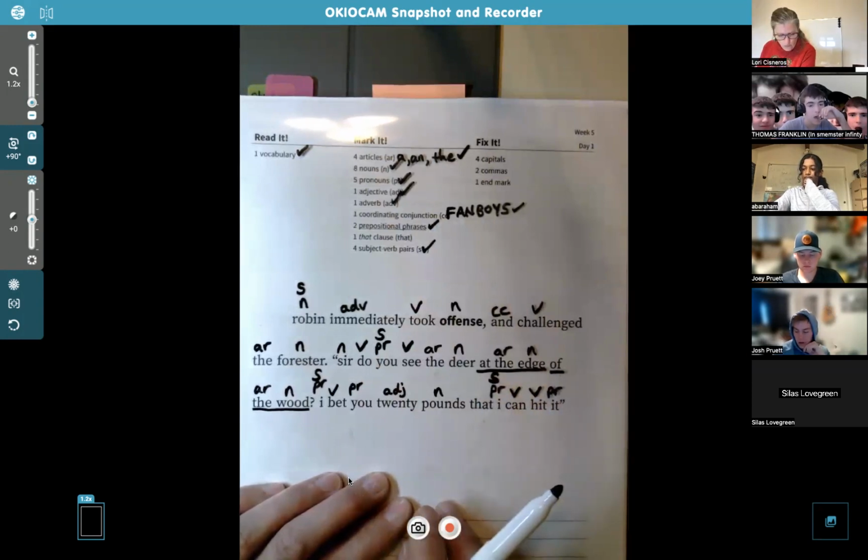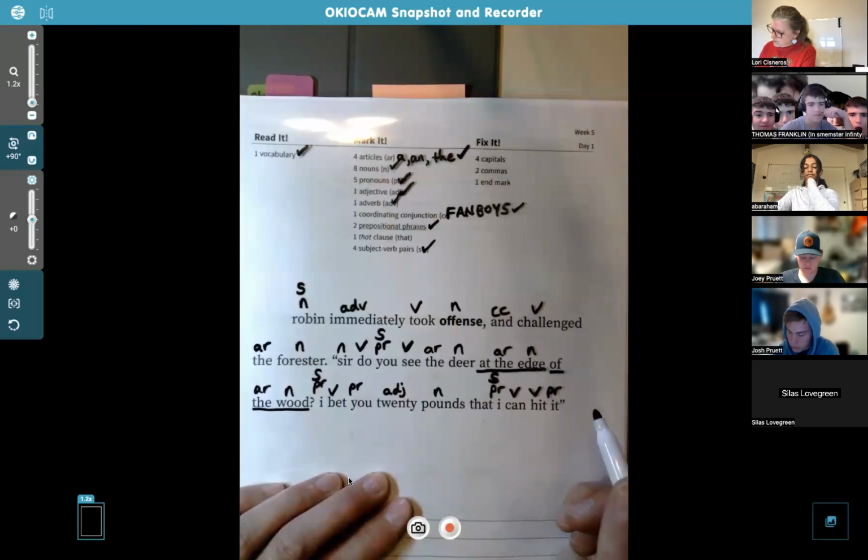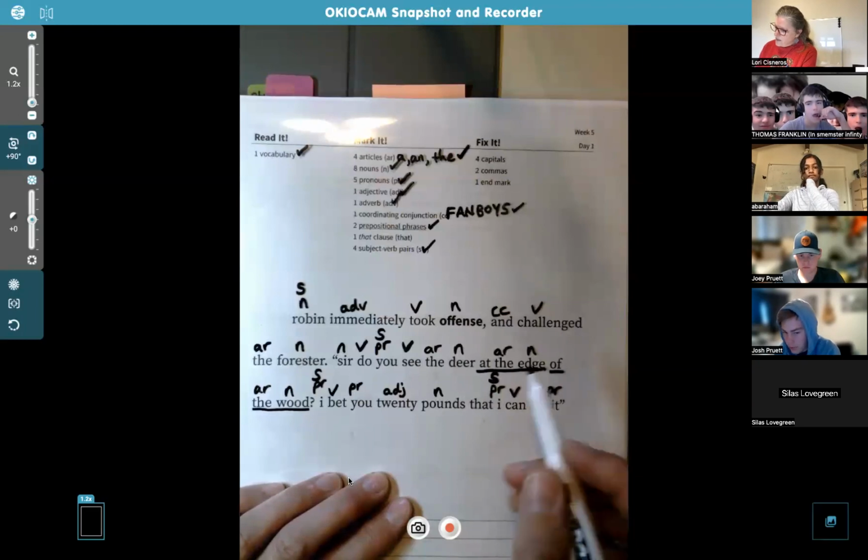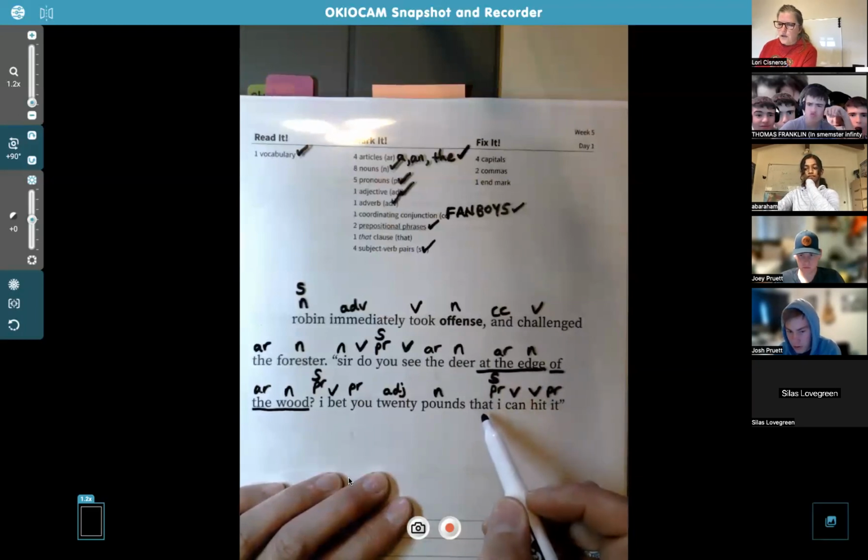And then we do have one that clause. And remember, that one starts with that. So Josh, where's the that clause? Towards the end. Yeah, go ahead and read the clause to us. 20 pounds that I can hit it. It actually starts with that. You're in the right spot.